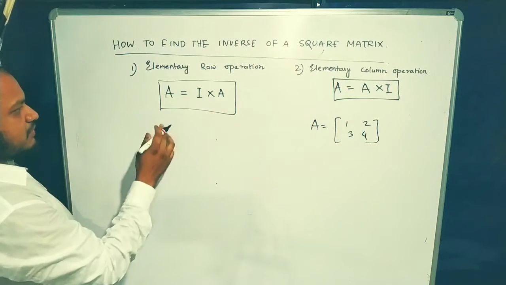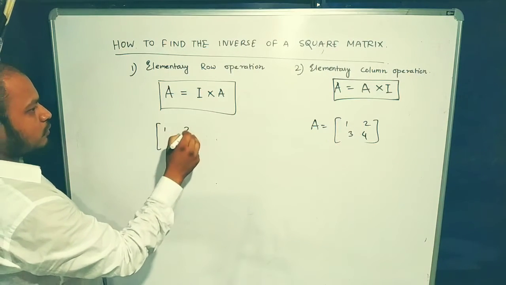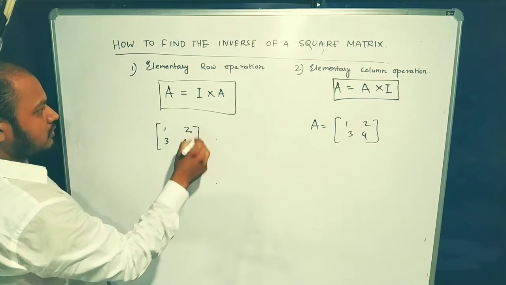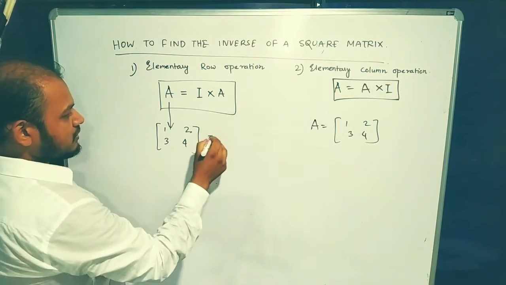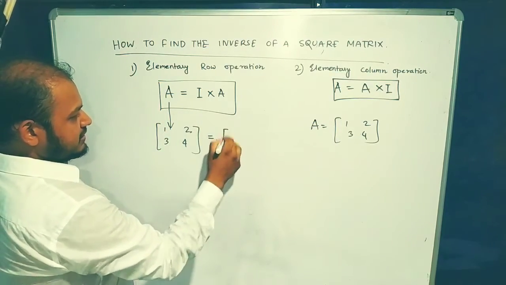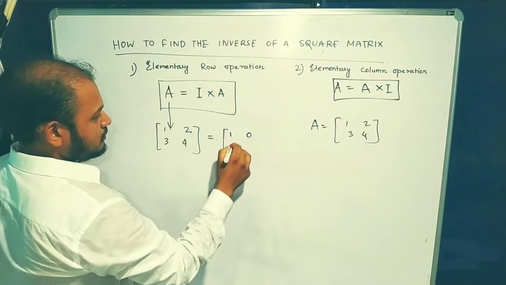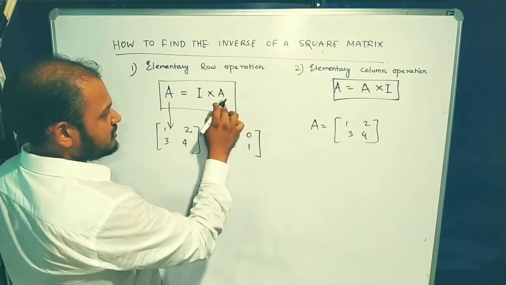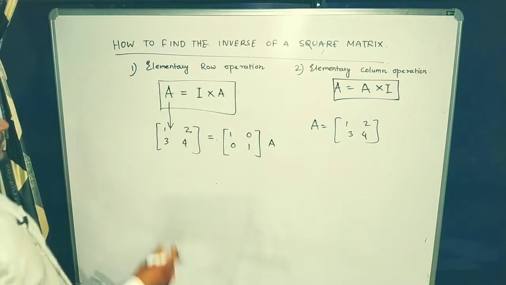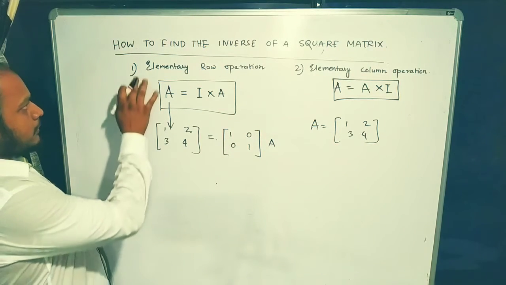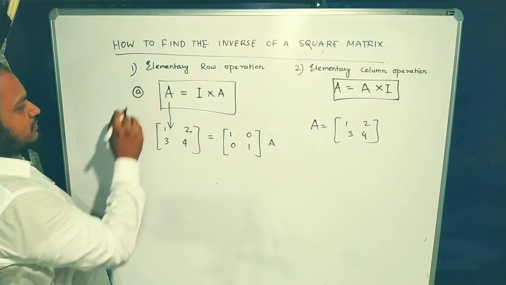Then you have to write the exact matrix here as well: 1, 2, 3, 4. In place of A, we are writing this matrix A, whatever he has given. And we have to write this identity matrix here, 1, 0, 0, 1. And we have to keep this matrix A the same. Then the next step, this is the second step, okay? So this is the first step that you should write.